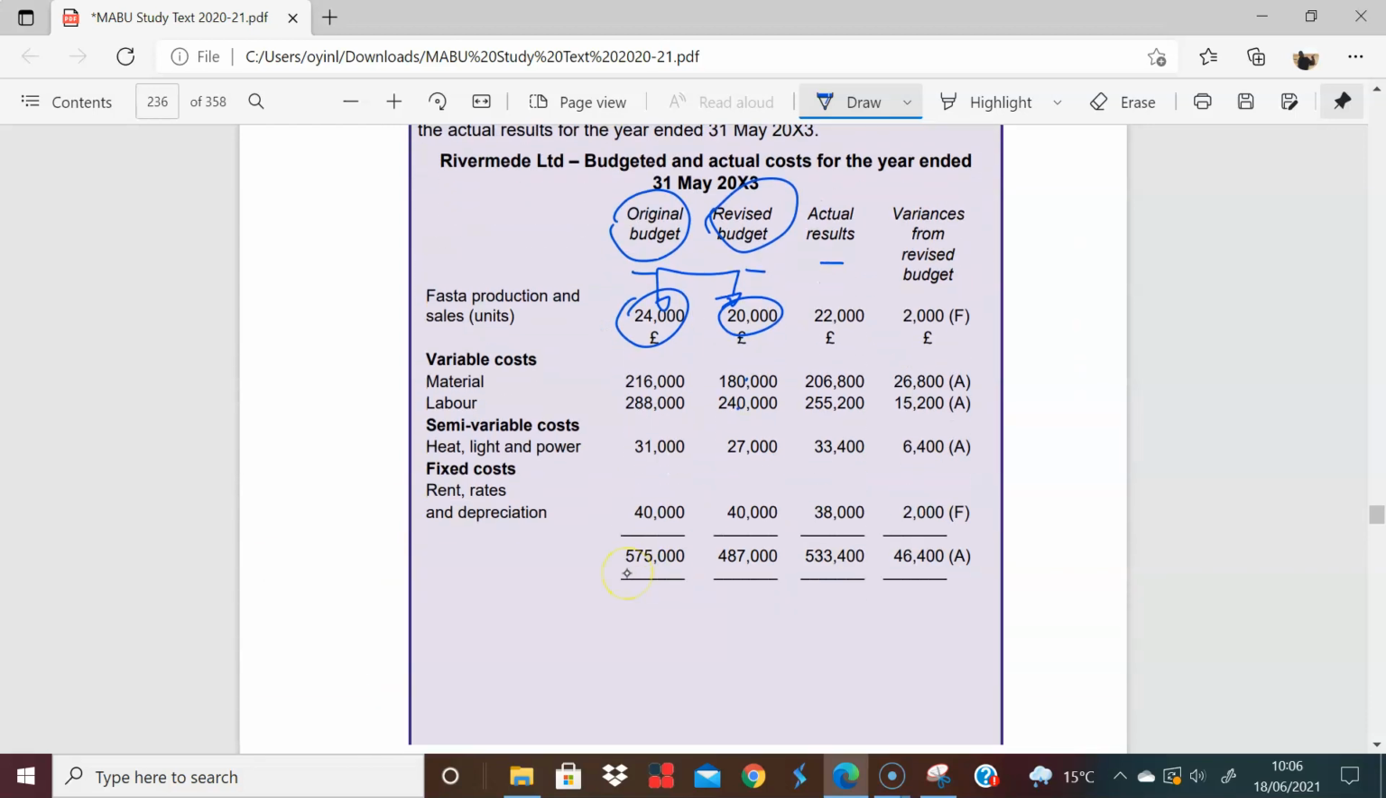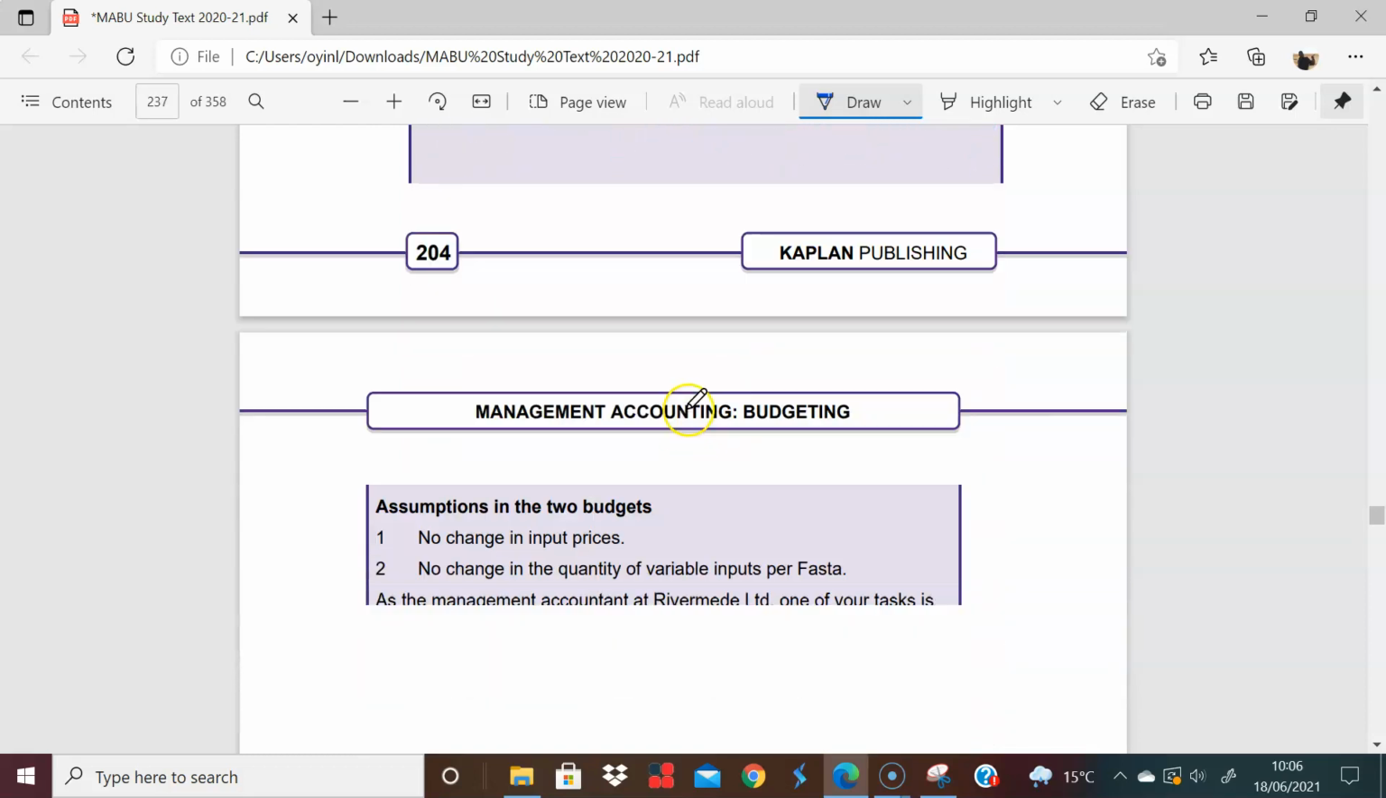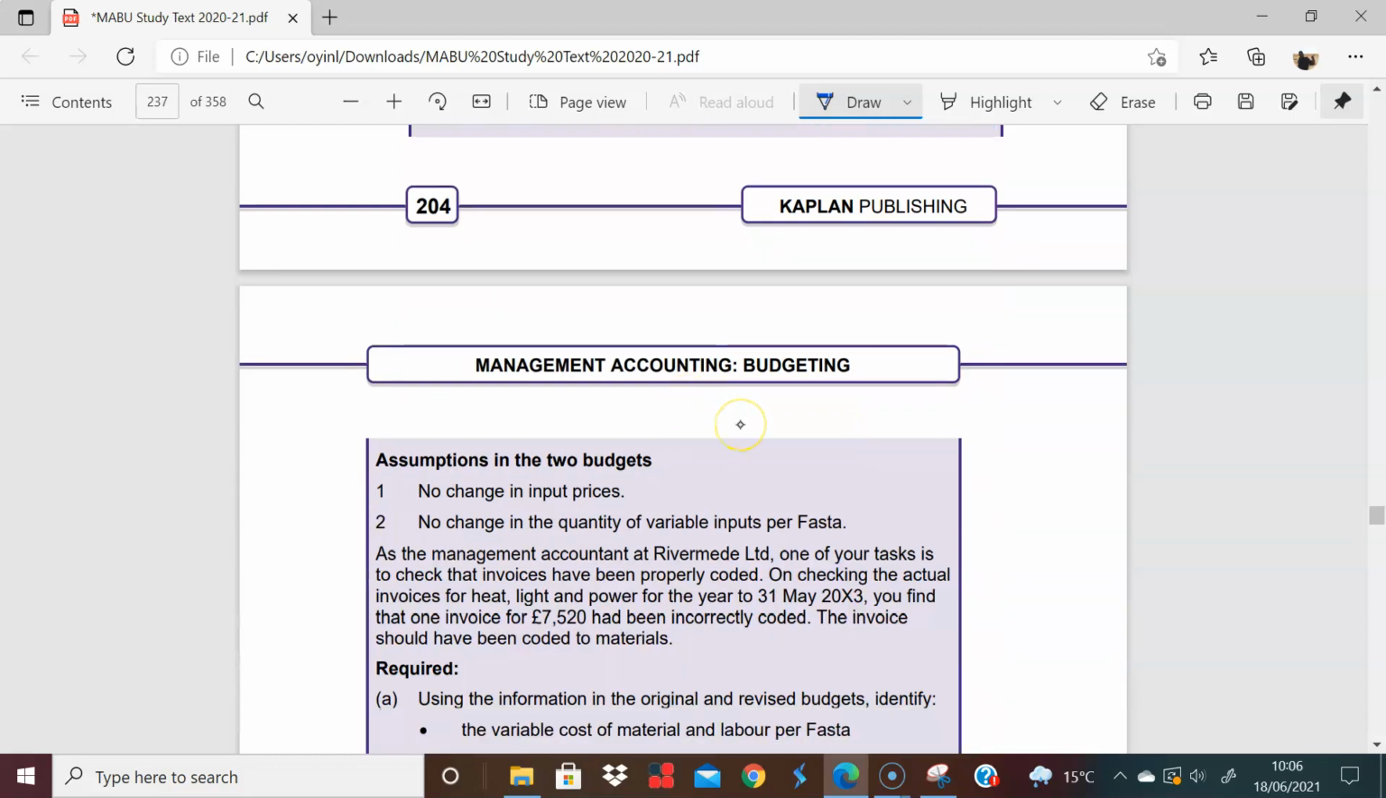So what you can see is they've done a variance. This is irrelevant, technically, because he is comparing the situation of 22,000 units with that of 20,000 units. So we know, as part of this exercise, at some point we are going to have to flex the budget to get it there. It says to assume no changes to the input prices, no changes to the quantity of variable inputs. And then it tells us there are some other issues.